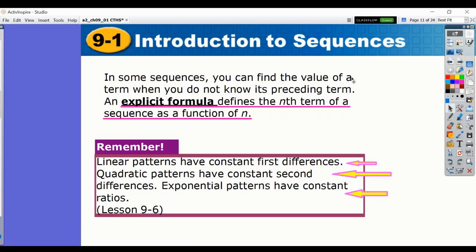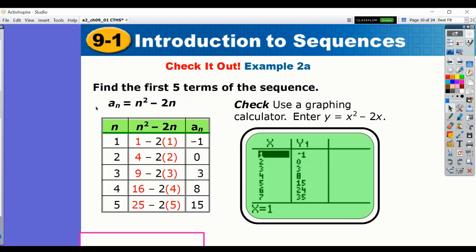All right, so what I said is this is called the explicit form. This defines the function as a function of n. So it does not rely on the previous term. It just needs to know the nth term. Why I like the explicit formula better is because if I want to find the 10th term, I plug in a 10 and I'm done.